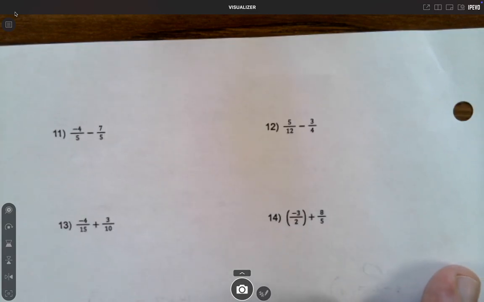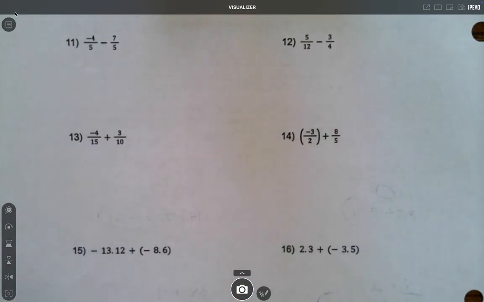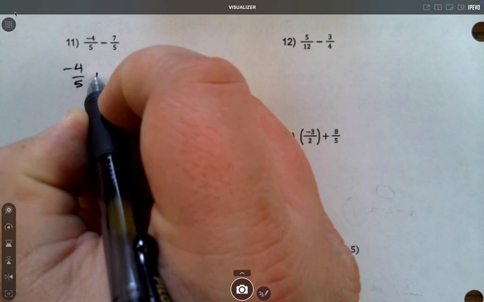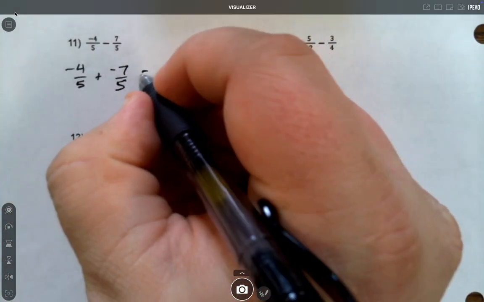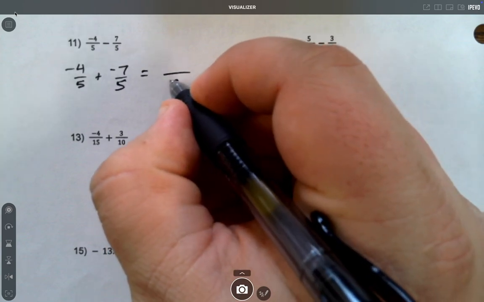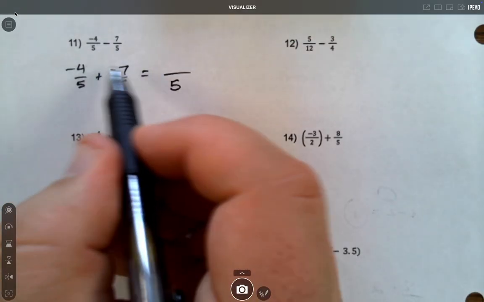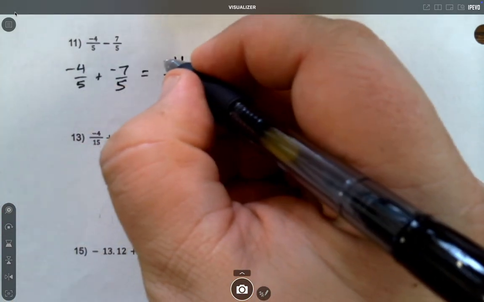Okay, so 11, these are both the same denominator. So we can go with keep, change, change. So keep negative 4 over 5, change it to plus, and change it to negative 7 over 5. Like I have said, these denominators do not change. So these are the same signs, both negative. 4 plus 7 is 11, but we keep their sign, which is negative.